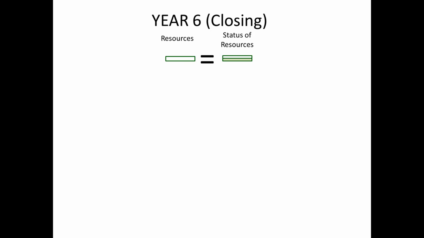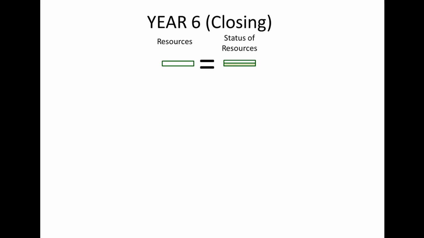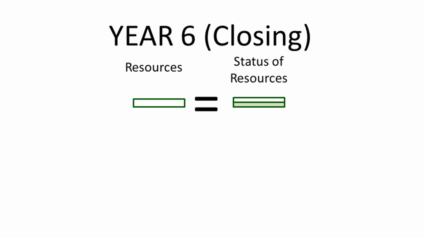This continues until the end of year 6. When we reach the end of year 6, we have reached the end of the life of our account, and we need to close it out. We note that there's a little bit left that's unobligated, and a little bit that's obligated but unpaid.